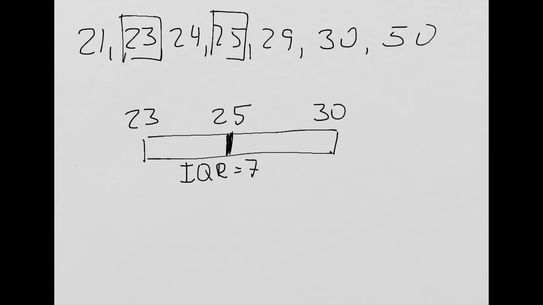So let's draw our whiskers. So this one is 21 here. Where's the other one? 50. So on this plot, it would be over there, wouldn't it?